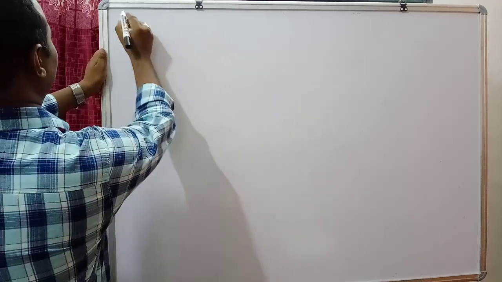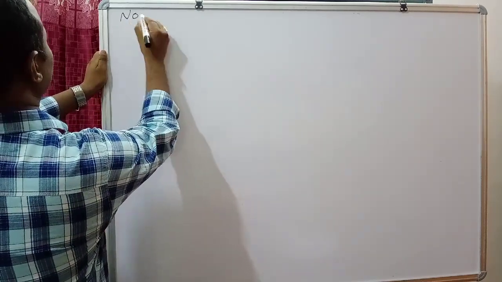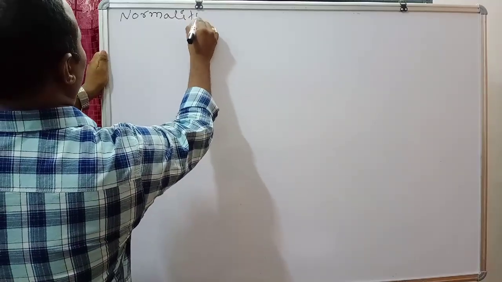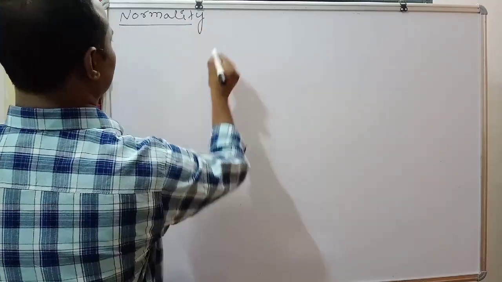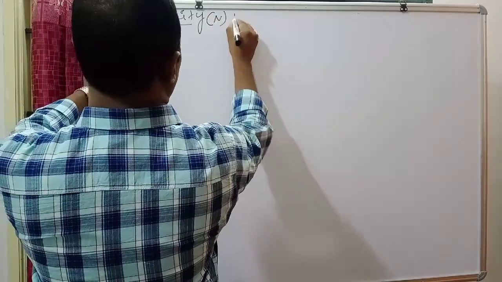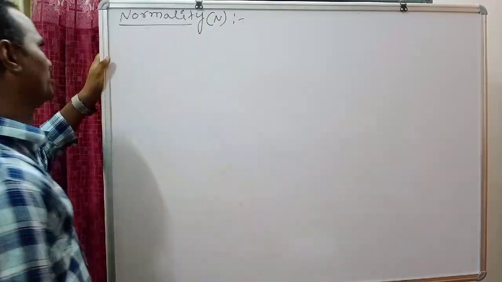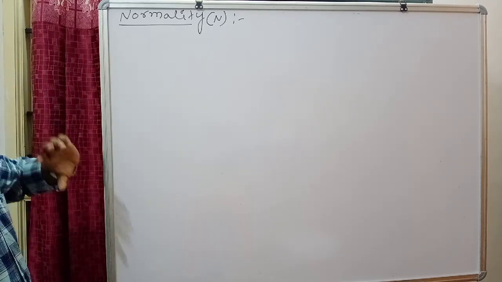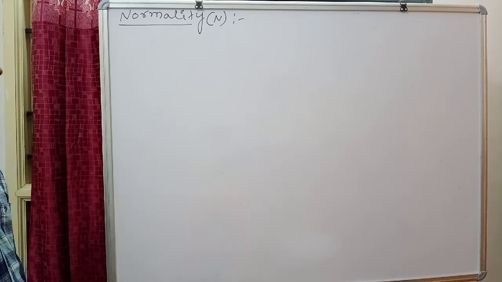Our next concentration term is normality. In general, in PU examination, they won't ask bits based on this normality. But in electrochemistry, when we are entering to understand Faraday's laws, the equivalence concept is very important. This is mainly based on the equivalent concept. So we have to see this normality, the next concentration term.